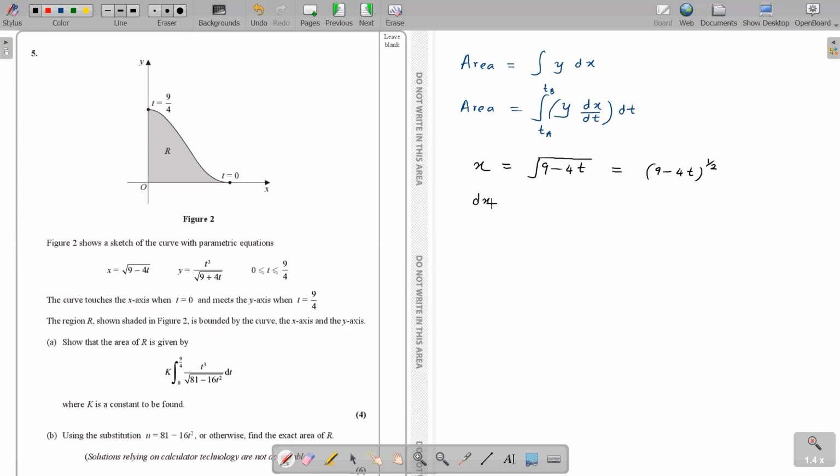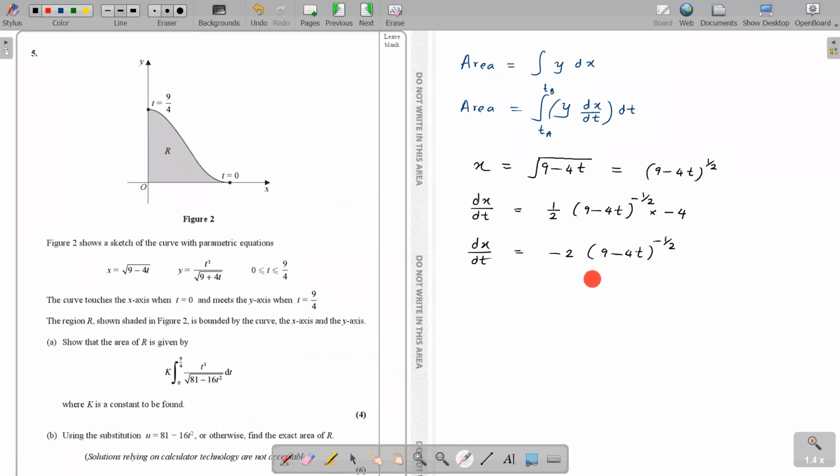So then when I use dx by dt, what do we get here? The power comes in front, right? Half. 9 minus 4t to the power half minus 1 is minus half. So first we take care of our powers, then we go inside and we differentiate inside. What do we get for the inside differentiation? 9 is 0, minus 4t differentiation is minus 4. Okay, so I end up getting here dx by dt equals minus 2 times 9 minus 4t to the power minus half. Is that okay? Okay, so this is what I get for my dx by dt.